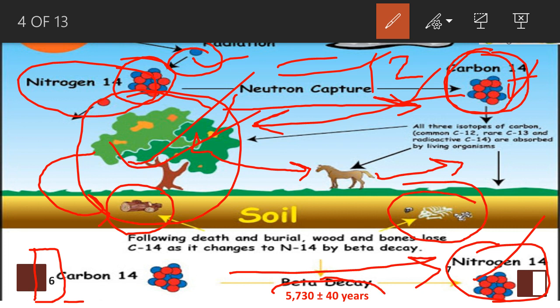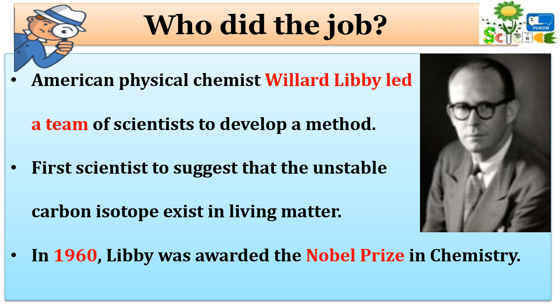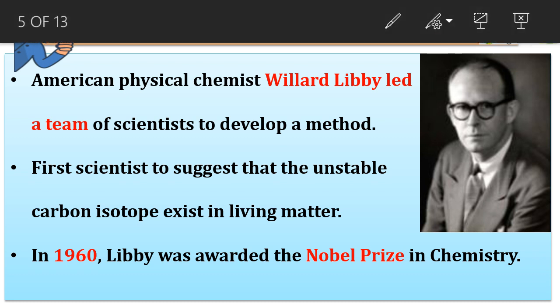The time required for decaying half of the amount of carbon is 5730 years. This is called the half-life period, the time required to decay half of the material. For the carbon 14 radioisotope, it is 5730 years. Now this was discovered by Willard Libby, who led a team of scientists, and they suggested that the unstable carbon isotope exists in living matter, for which he was awarded the Nobel Prize in Chemistry in 1960.